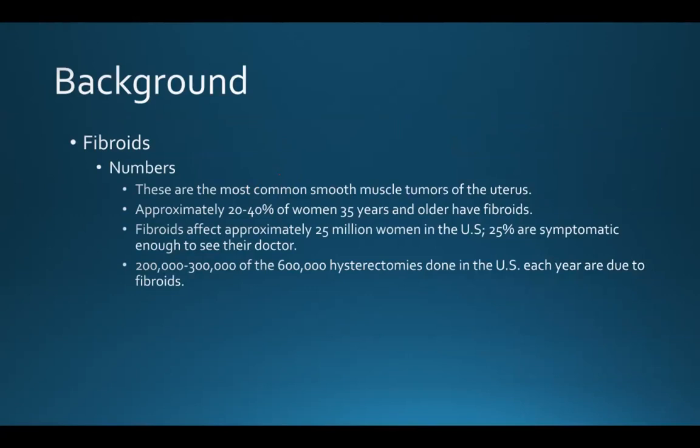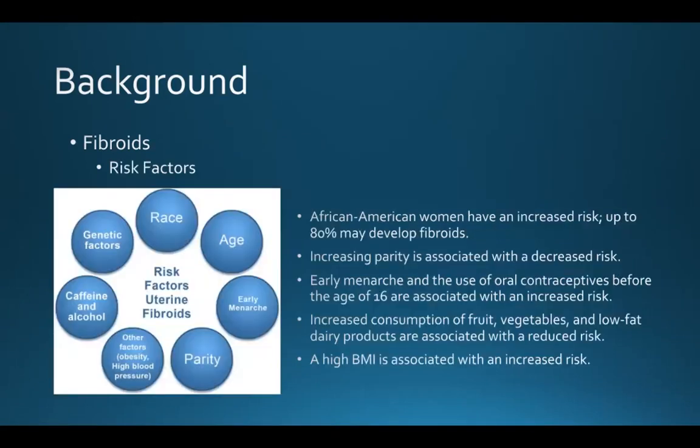Fibroids are the most common smooth muscle tumors of the uterus, and they affect approximately 20 to 40% of women 35 years and older. They affect approximately 25 million women in the United States, and 25% are symptomatic enough to see their doctor. Almost a third to a half of the hysterectomies done in the United States every year are due to fibroids. There are several risk factors for fibroids.